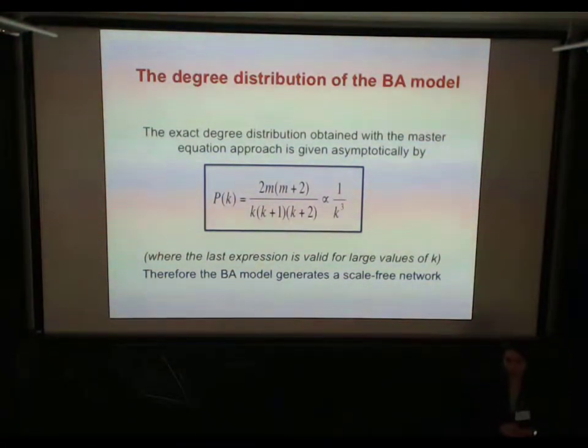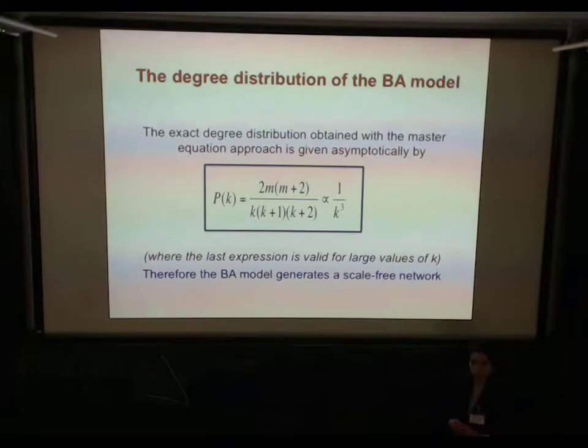The number of nodes you added. Sorry? Little m was the number of nodes you added. m is the number of links that you attach at each time. So one node with m links, so there is one node at each time.